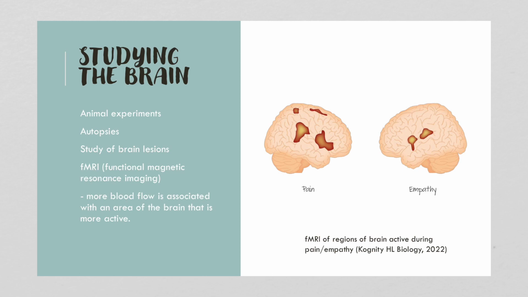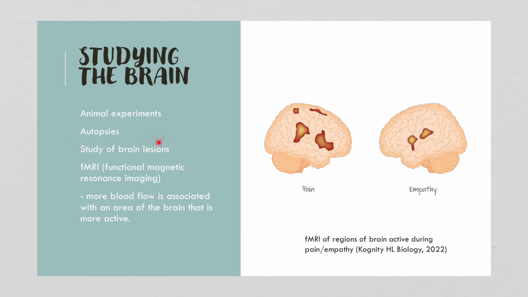We also now use functional magnetic resonance imaging, so they can actually see an fMRI shows you what parts of the brain are active during different emotions or during pain. So in this one, during pain, all these parts of the brain lit up. And when somebody was feeling empathy, those parts of the brain lit up. And that's because more blood flow is going to go to the area of the brain that's being active at the time. So an fMRI can show you that.